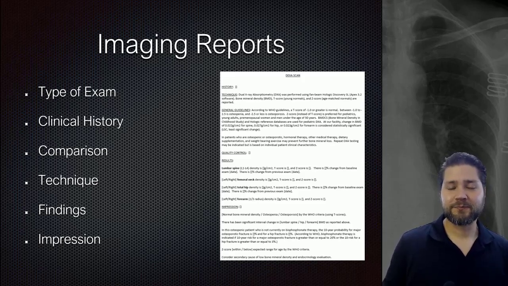So the type of exam done, so was it an x-ray or an ultrasound? The clinical history of the patient, is it a mass in the breast, a kidney stone? Compare it to the surrounding tissue. What is the technique used? So how much radiation was used? Did they do a full scan CT? Did they do it in the abdomen, or did they do it in the thorax? Was it sagittal, transverse, all that stuff? What are the actual findings, and what is the impression? What does that finding indicate for you?